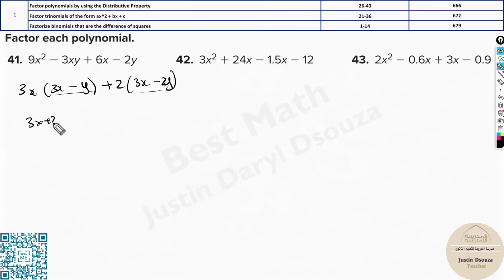It'll be 3x plus 2. I can write it either way. I can write these two terms first, multiplied by 3x minus y. That's the answer. Now over here similarly, 3 is common outside and there is x as well, and you're remaining with x plus 8, and over here minus.